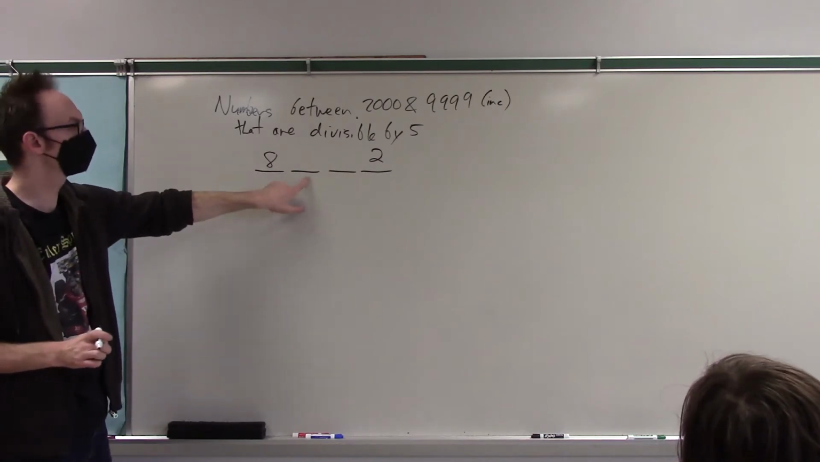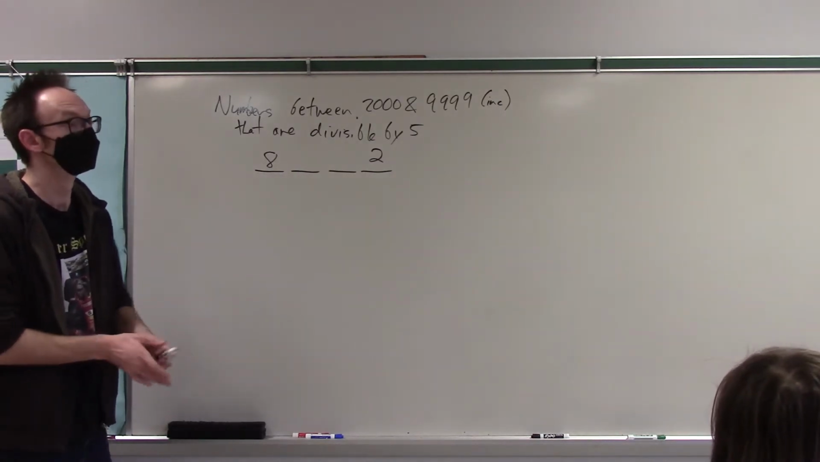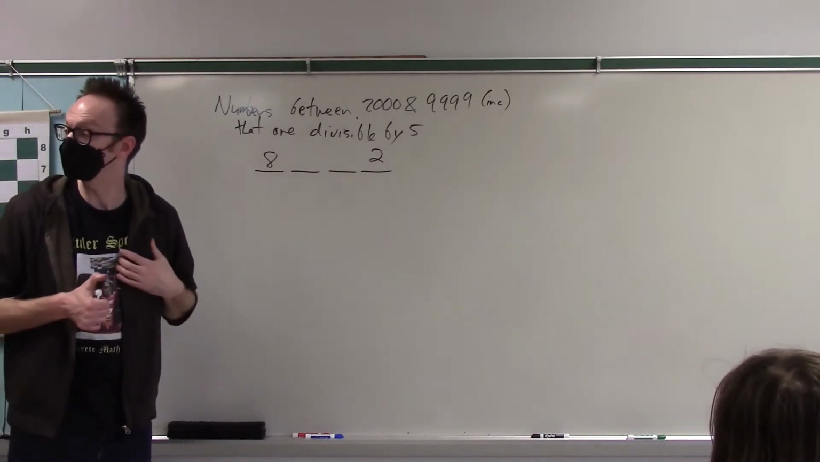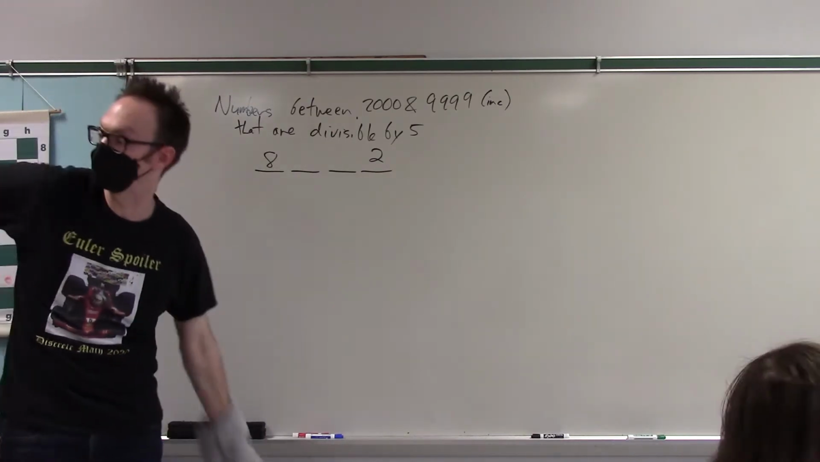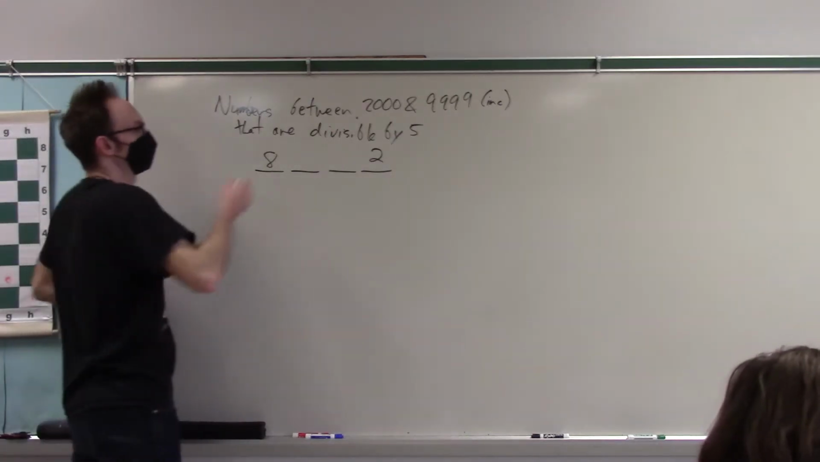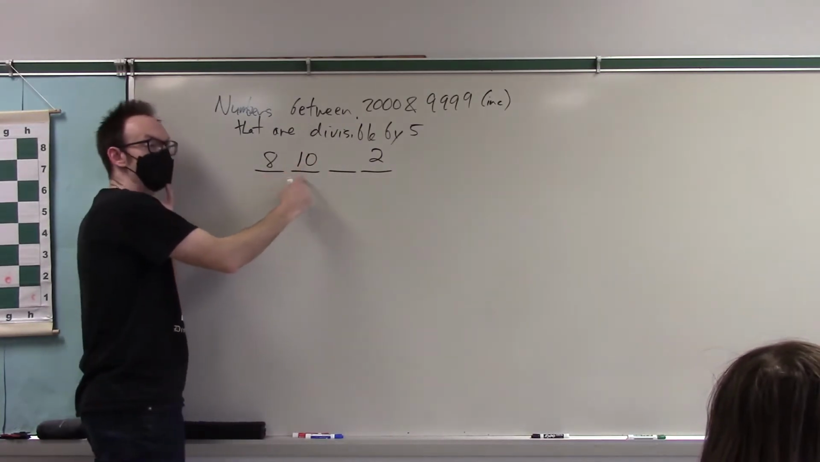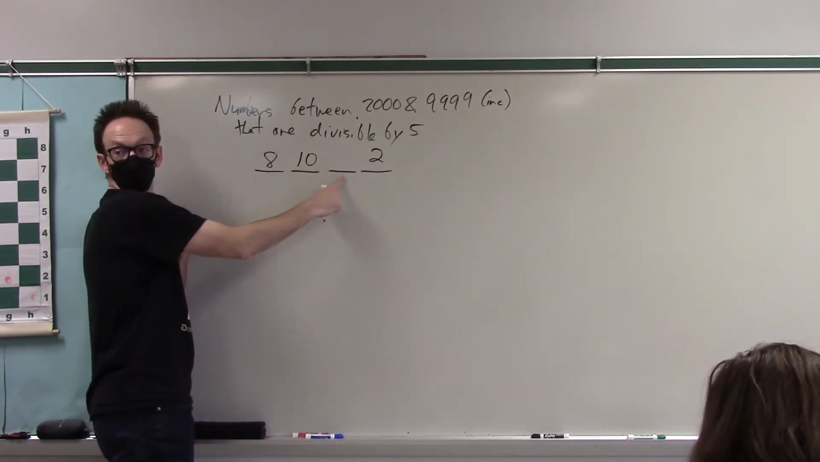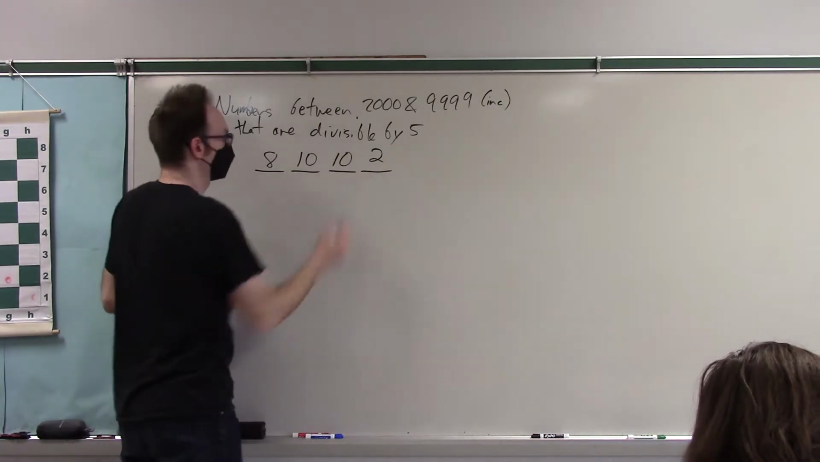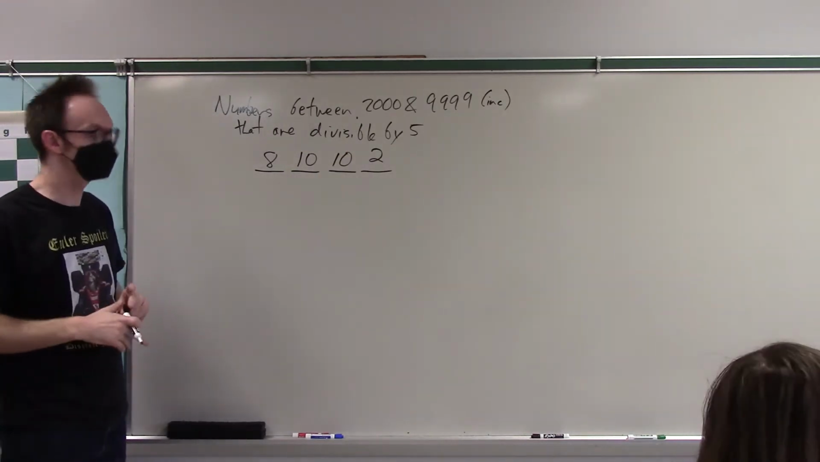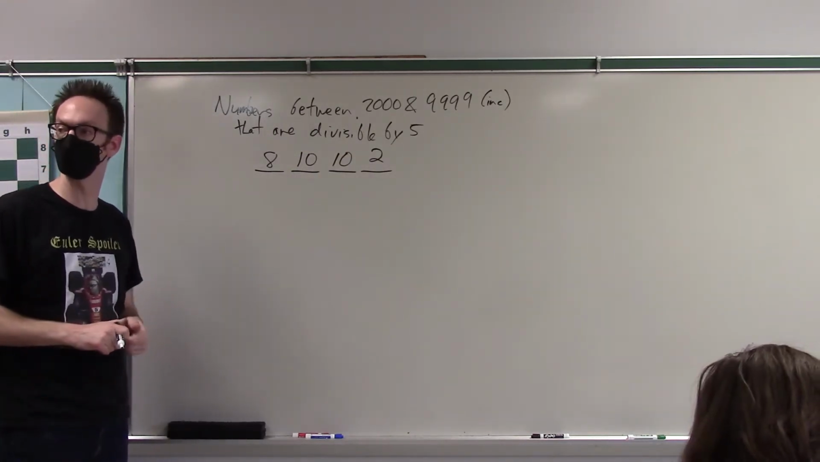And then this digit? I think 10 now, right? Because it can be 0, right? Any number 0 through 9. So I have 10 choices. I have 8 choices for the thousands place. I have 10 choices for the hundreds place. I have, again, 10 choices for the tens place and 2 choices for the ones place.